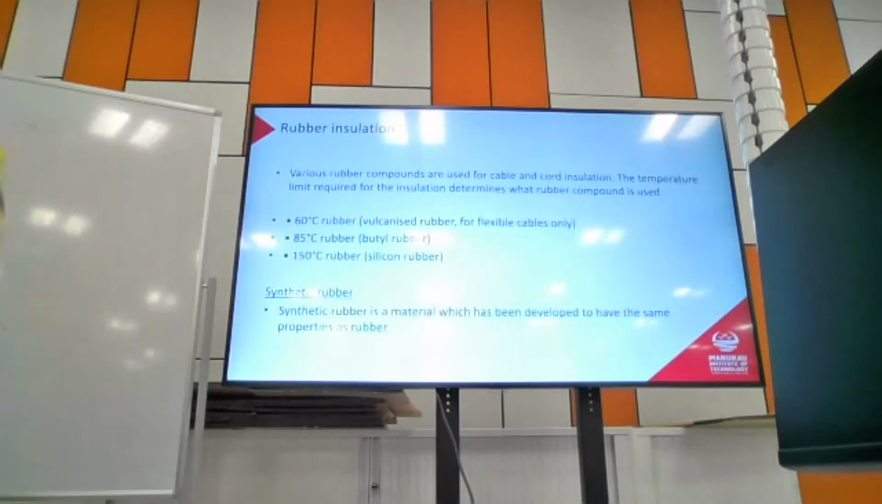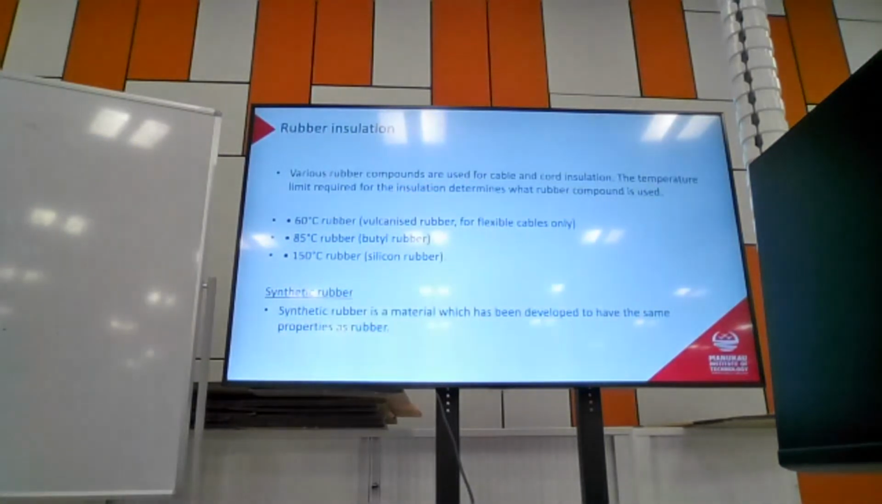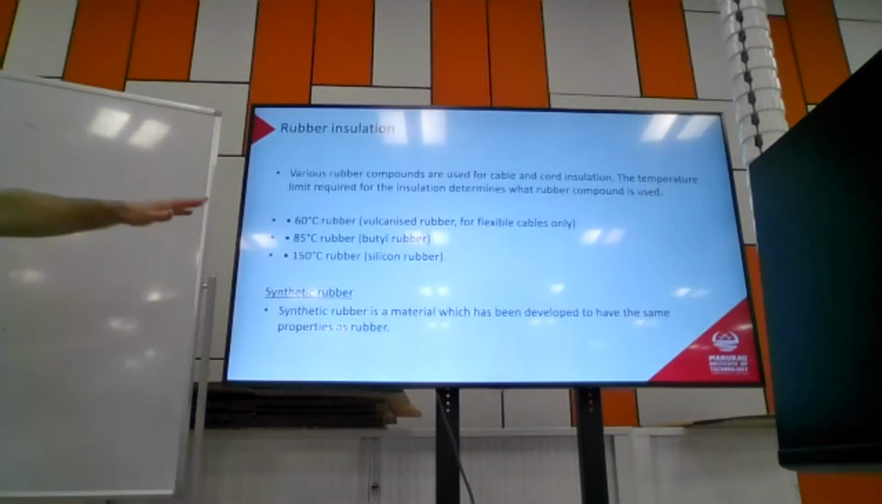Rubber insulation. Various rubber compounds are used for cable and cord insulation. The temperature limit required for the insulation determines what rubber compound is used. So up to 60 degrees, we use vulcanized rubber, 85 degrees butyl rubber, 150 degrees silicon rubber.